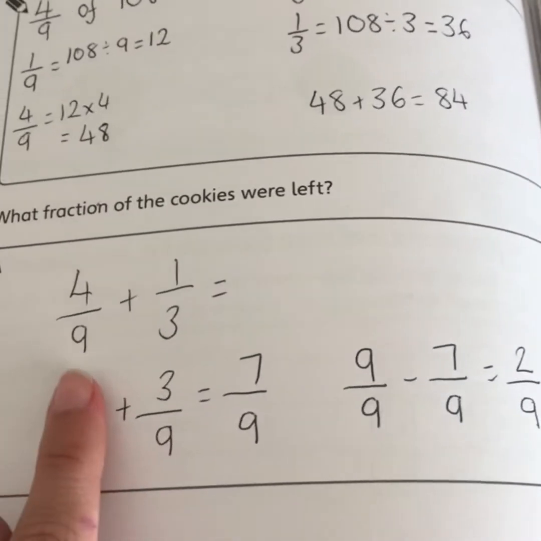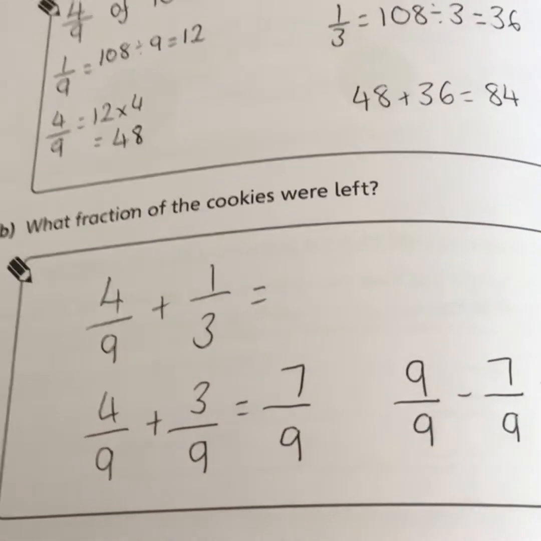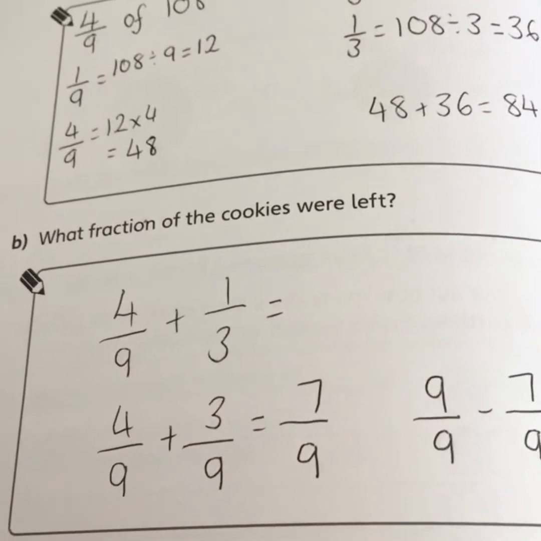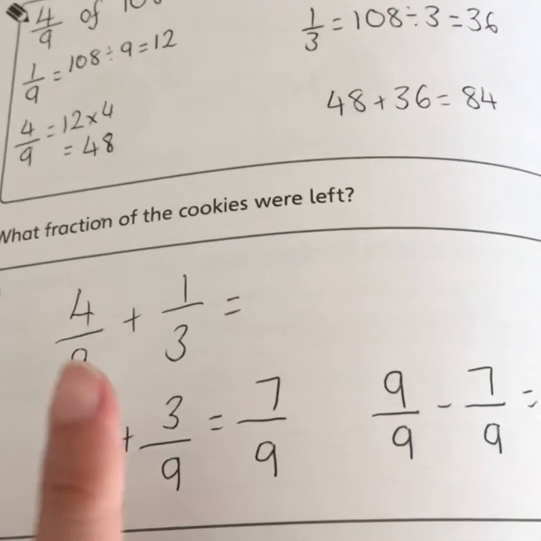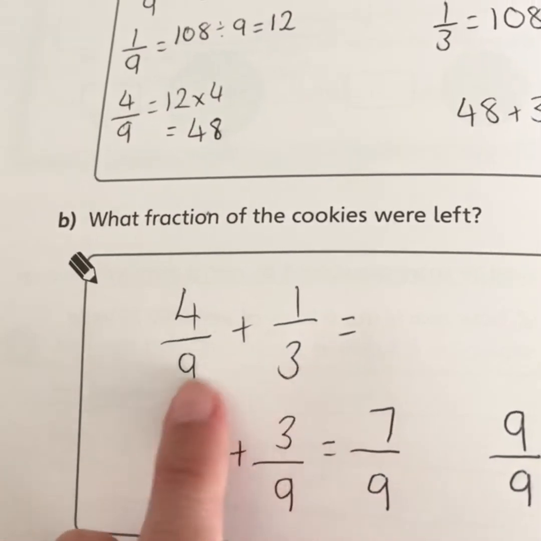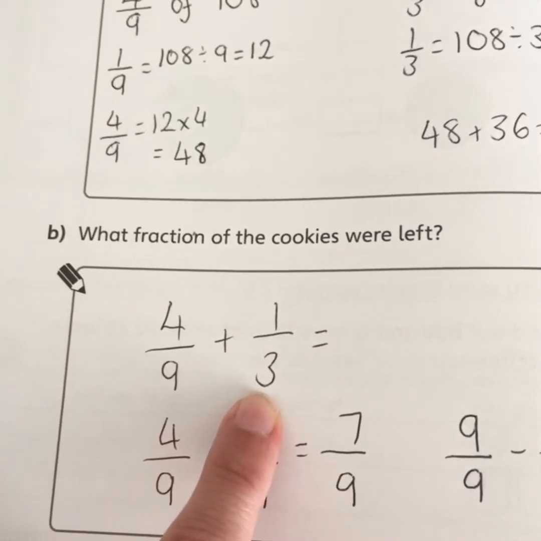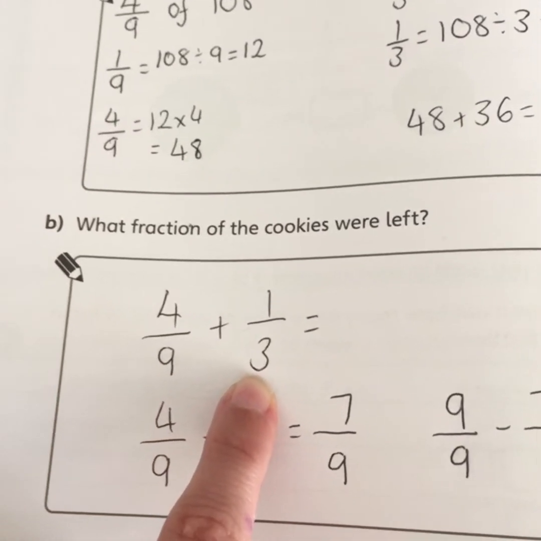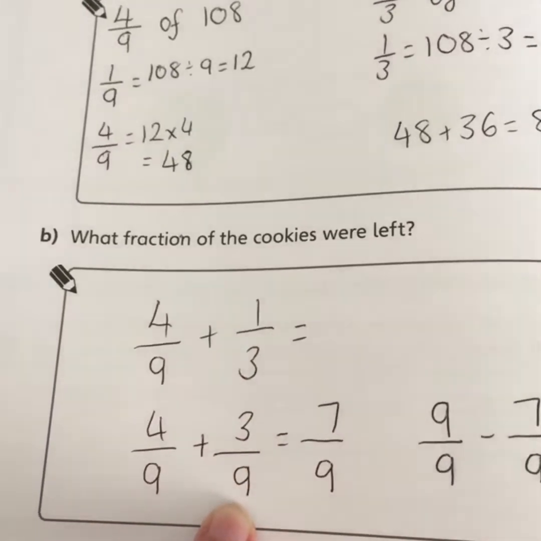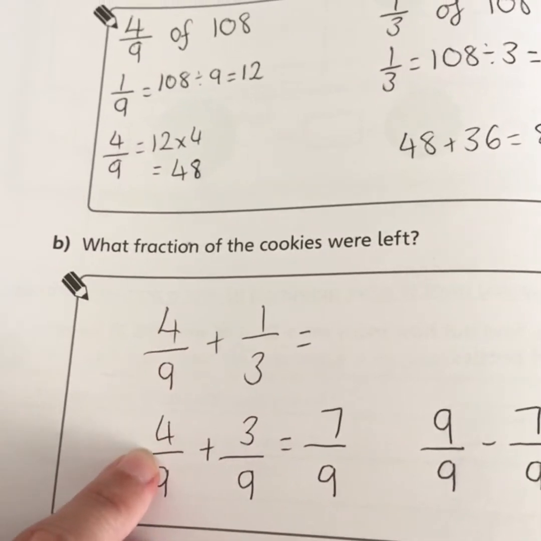Well, for this one, we need to add together Zach's cookies and Jamila's cookies and then take that away from the whole. Well, Jamila sold 1/3, Zach sold 4/9. Can you add these together straight away? No, because the denominator is different. So I need to find the common denominator, which is 9. 4/9 stays the same.